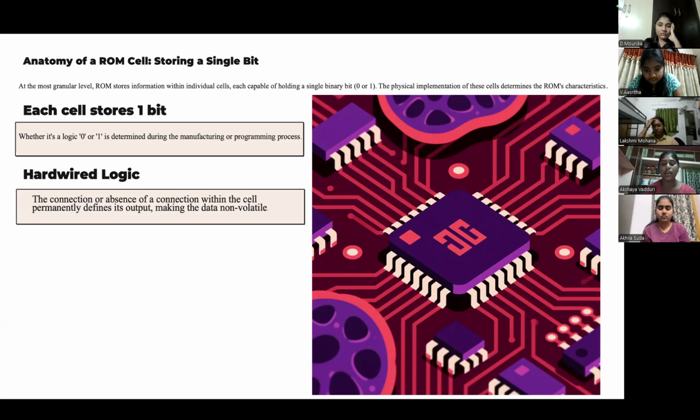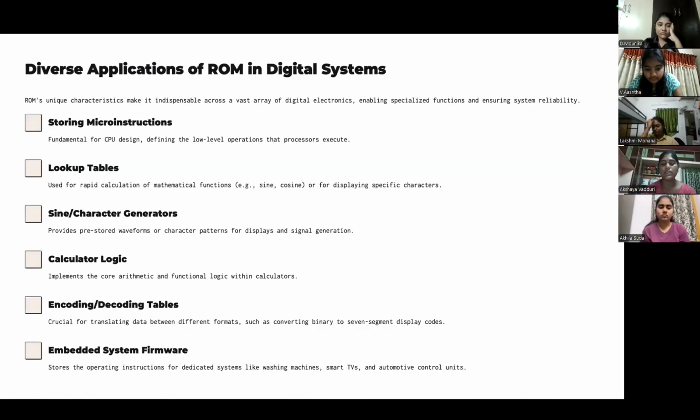Coming to the next slide, diverse applications of ROM in digital systems. Storing microinstructions: ROM holds the control signals required for executing low-level CPU operations. Lookup tables use it to store pre-computed values such as sine, cosine, ASCII codes, etc., for fast access. Character generators contain waveform patterns or character bitmaps used in displays and signal generation circuits.